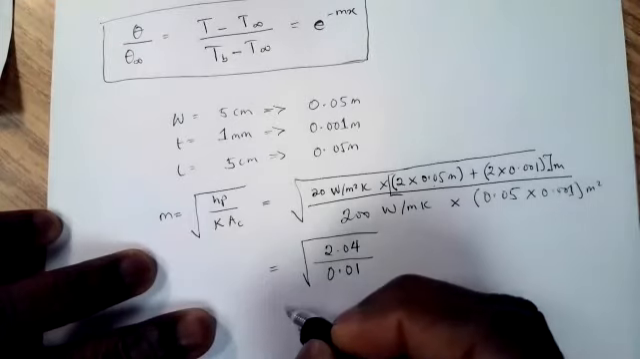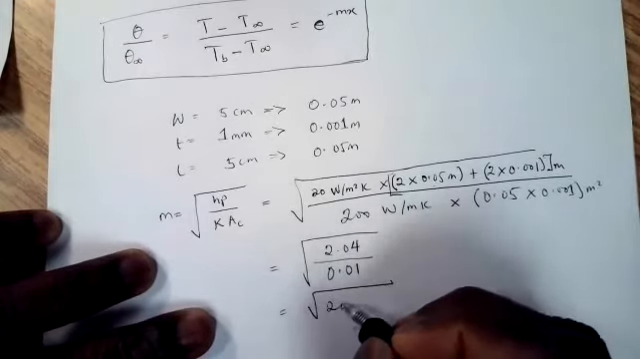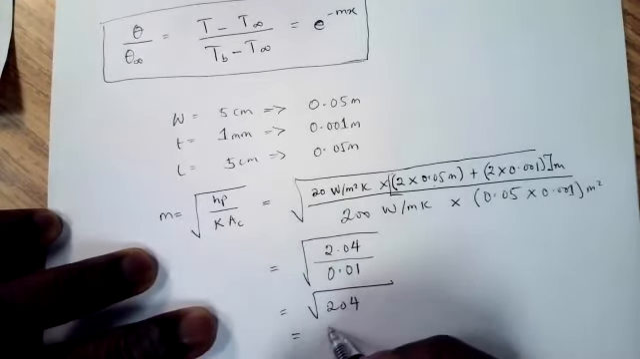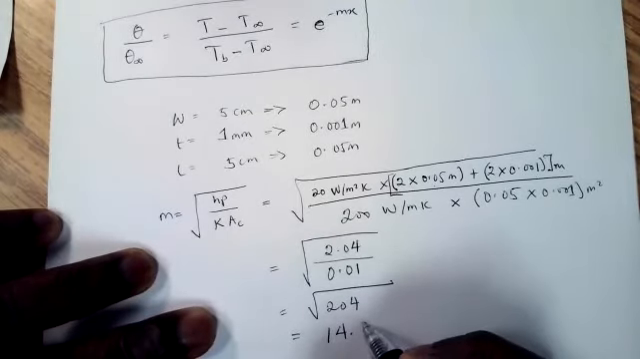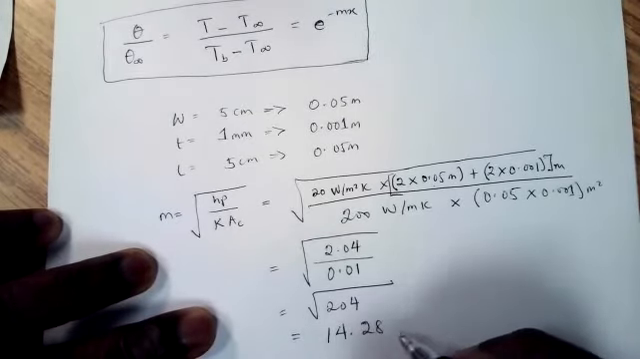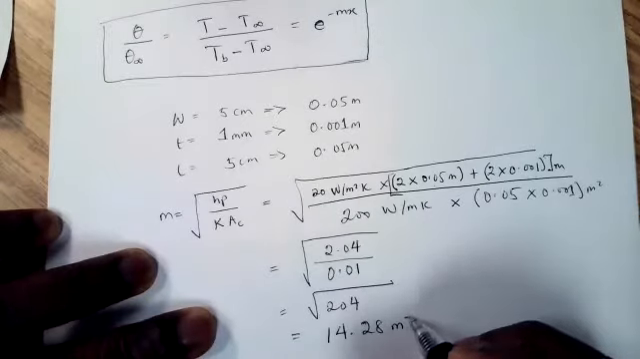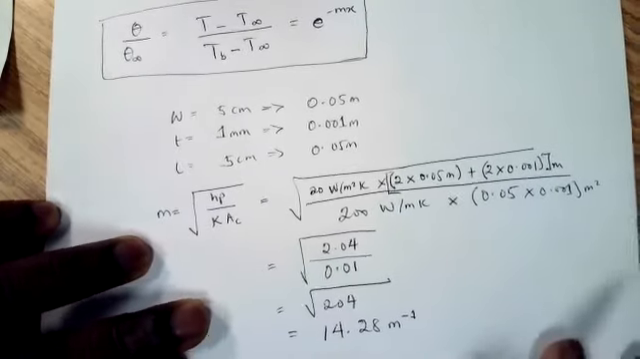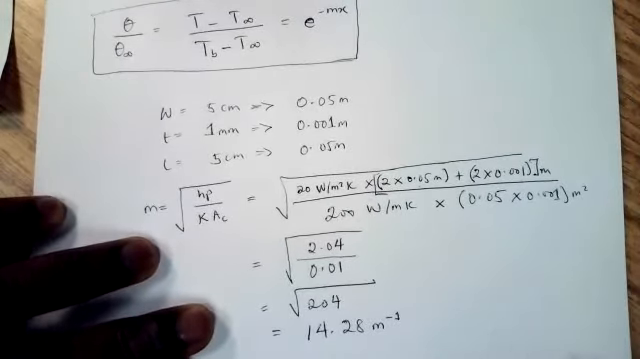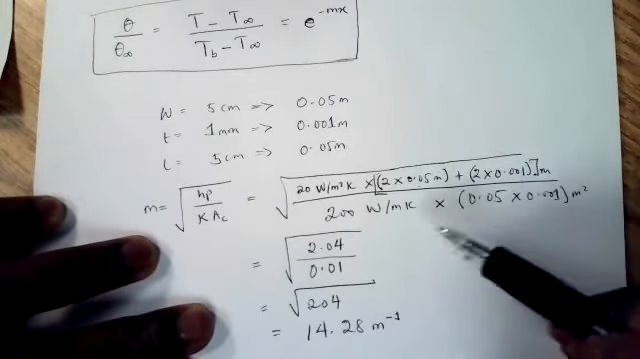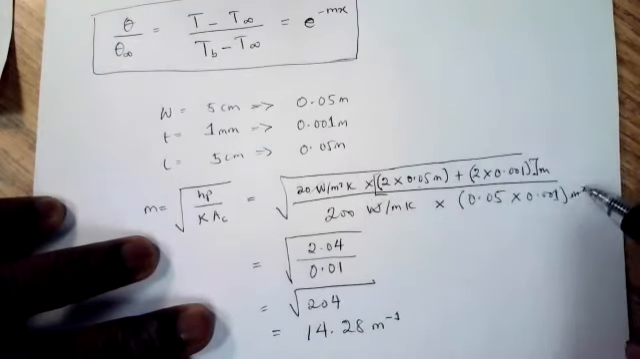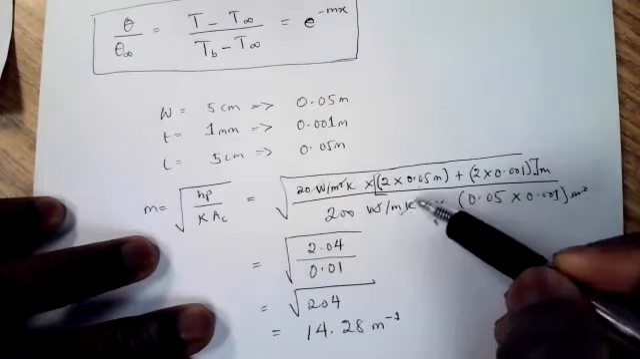So this gives us the square root of, if you divide this, you get 204, and do that, you get 14.28. Okay, and this is that. Now, usually, I'll try to cancel out most of the units just to see. So you can see that this goes with this. This goes with this. This goes with this.